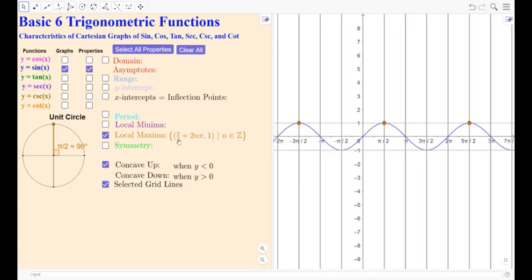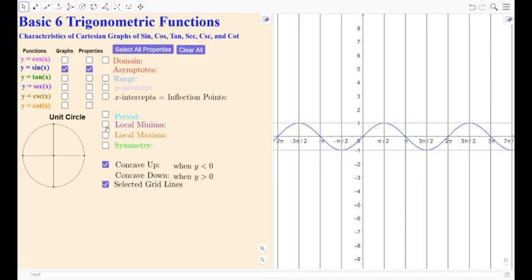So all of those points are maximum points. So the x-coordinates are pi over 2 plus 2n pi, such that n is an integer, and the y coordinates are always 1. So here's an ordered pair right here, pi over 2 plus 2n pi, comma 1. If n is 0, we're at pi over 2. If n is 1, we're at 5 pi over 2, comma 1. If n is negative 1, then you can work out the fraction there, and you see that you're at negative 3 pi over 2, comma 1. And so those are the local maximum points, the local maxima. Maximum is singular, maxima is plural. Minimum is singular, minima is plural.